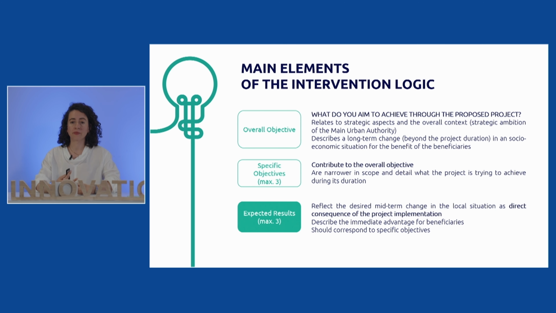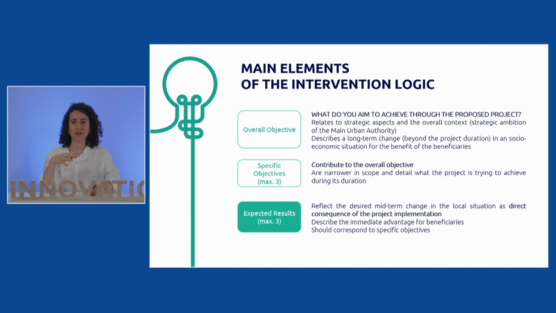So there are three main elements that you will have to propose in your project: your overall objective, some specific objective, and your expected results. So your overall objective is basically the strategic aim that you want to achieve with your project. So what it is that in the long term you want to achieve with the implementation of your project.